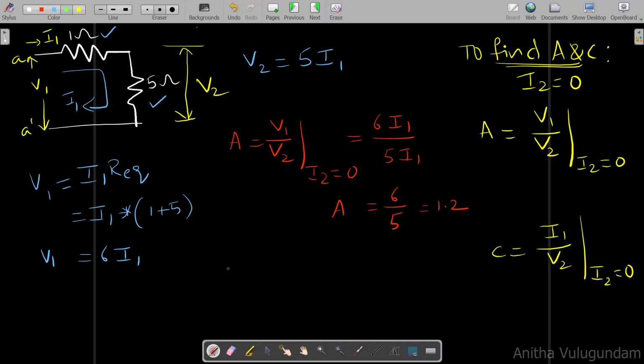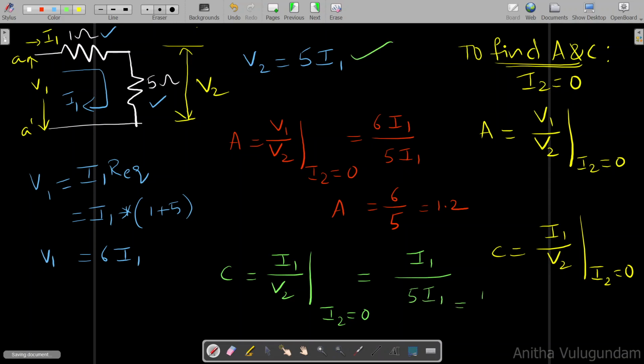I can write C equal to I1 by V2, I2 equal to 0. I1 let it be as it is. V2 I can write from here as 5I1, which is equal to 1 by 5. So C equal to 1 by 5, which is equal to 0.2. This is I by V. I by V is admittance. Units of admittance is mho. Value of A is 1.2, value of C is 0.2 mho.